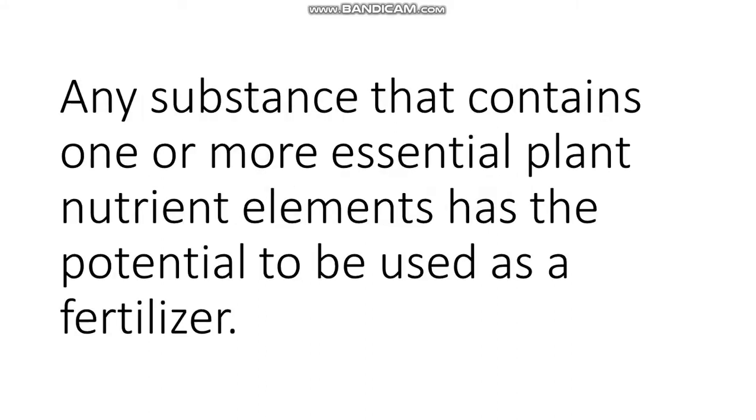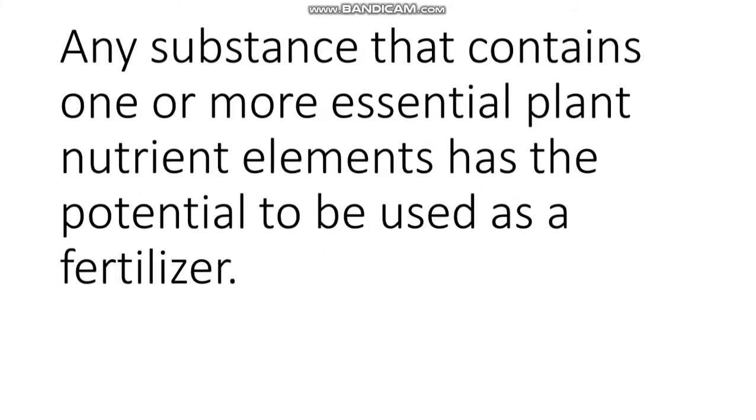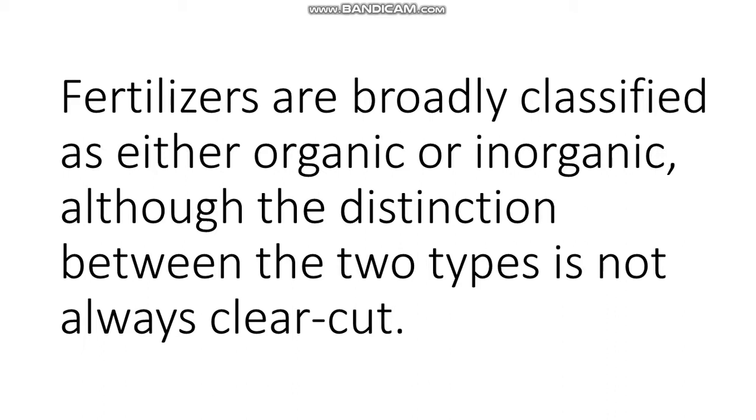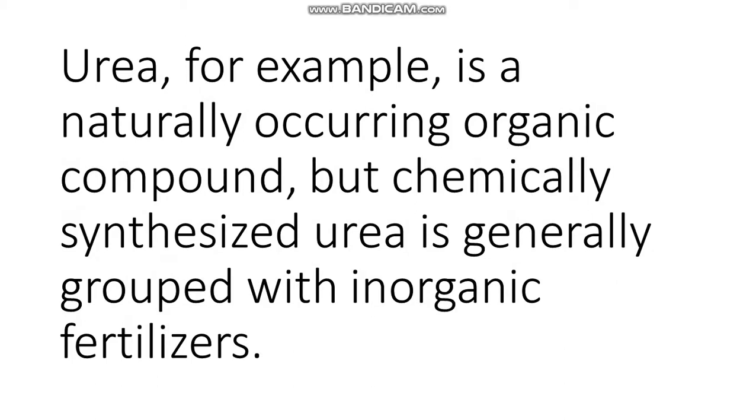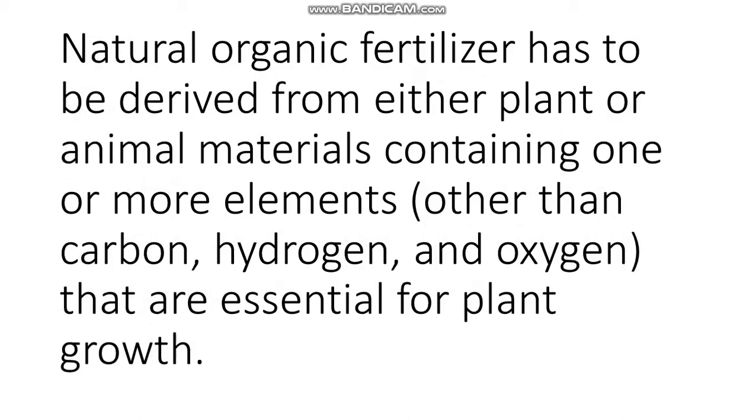Any substance that contains one or more essential plant nutrient elements has the potential to be used as fertilizer. Fertilizers are broadly classified as either organic or inorganic, although the distinction between the two types is not always clear-cut. Urea, for example, is a naturally occurring organic compound, but chemically synthesized urea is generally grouped with inorganic fertilizers. Natural organic fertilizer has to be derived from either plant or animal materials containing one or more elements other than carbon, hydrogen, and oxygen that are essential for plant growth.